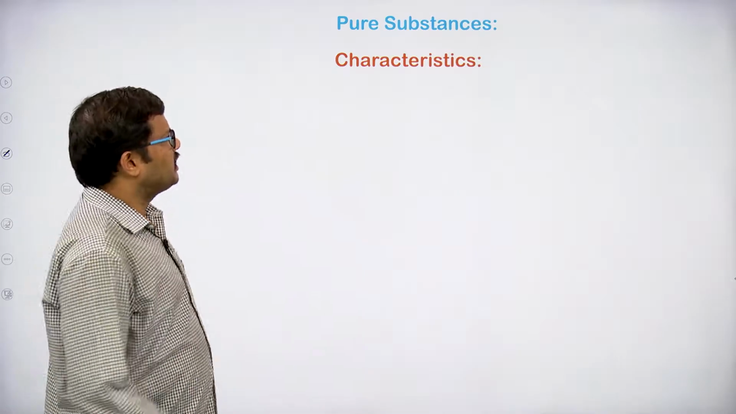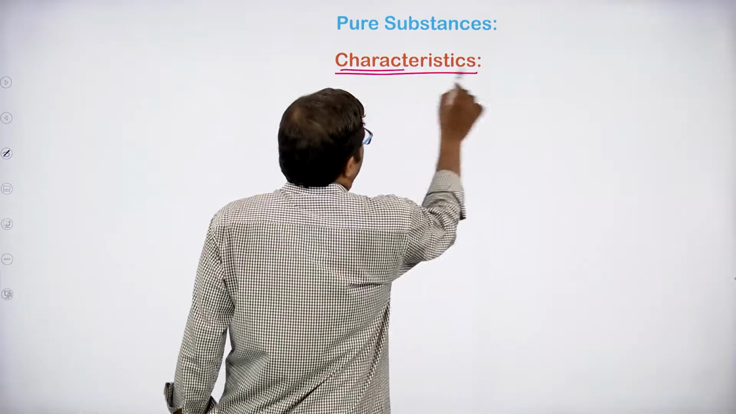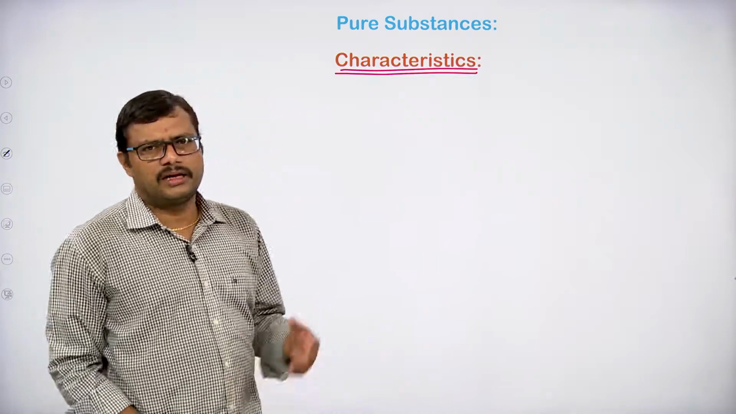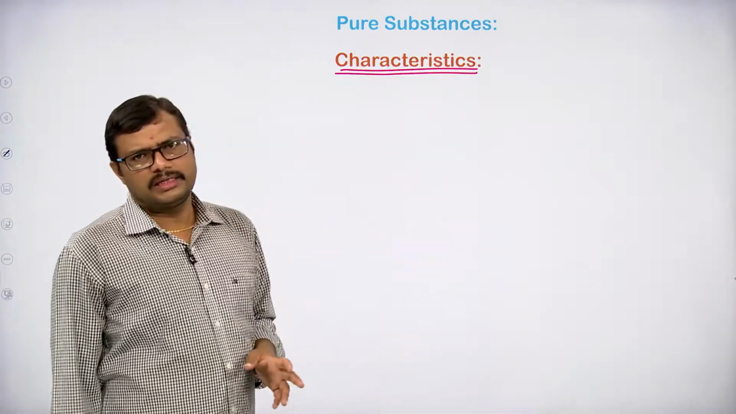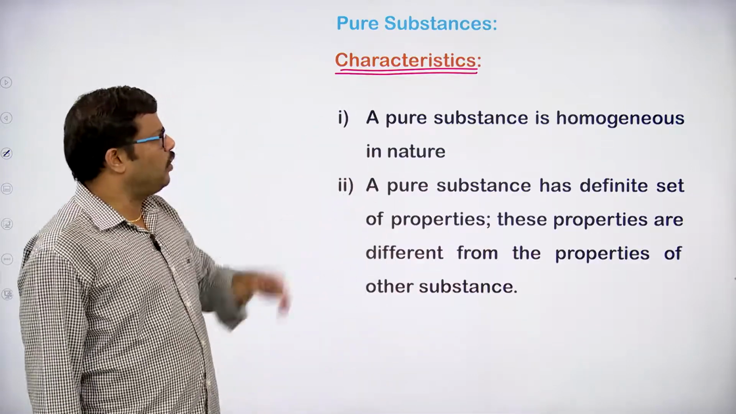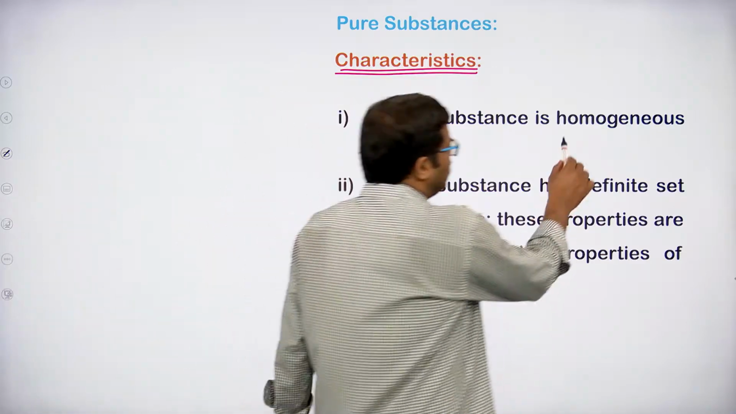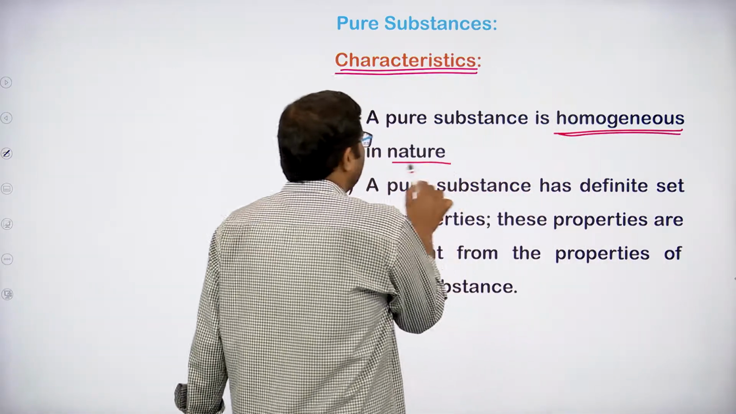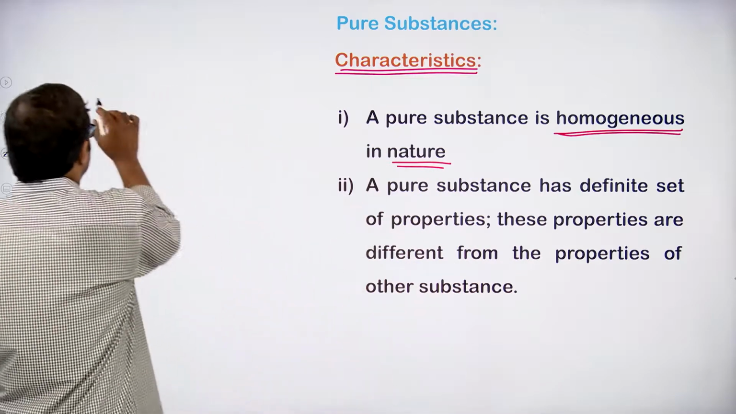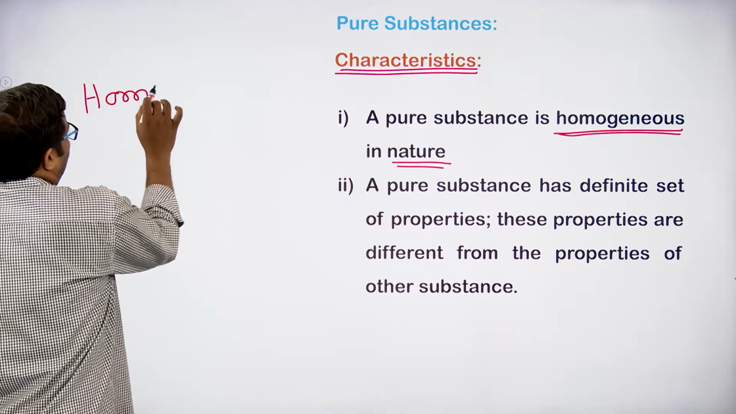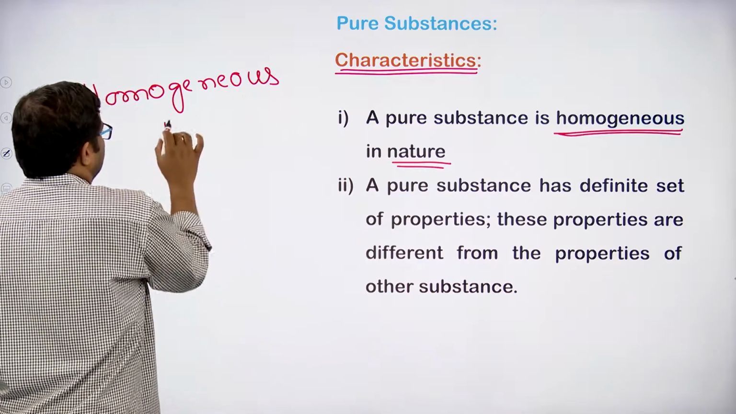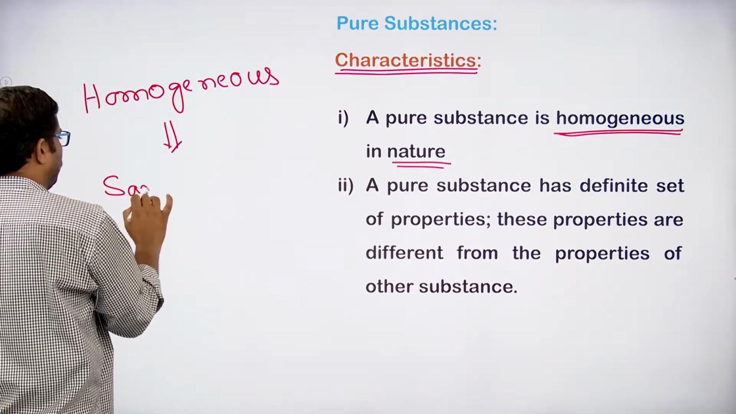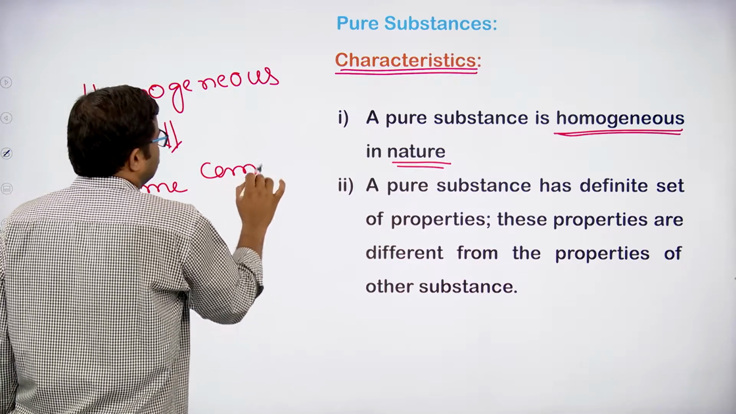What are the characteristics of these pure substances? How can we analyze whether the given compound is pure or not? Depending upon the characteristics exhibited by the pure substance, we can categorize it as a pure substance. When you observe, a pure substance is homogeneous in nature, as I told you. It has the same composition throughout, okay.